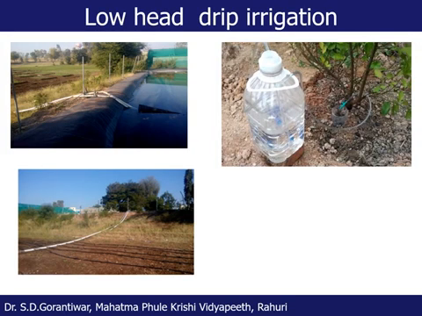This is one example of a low head drip irrigation system. It is just using a micro tube instead of a dripper. It can operate on low head.